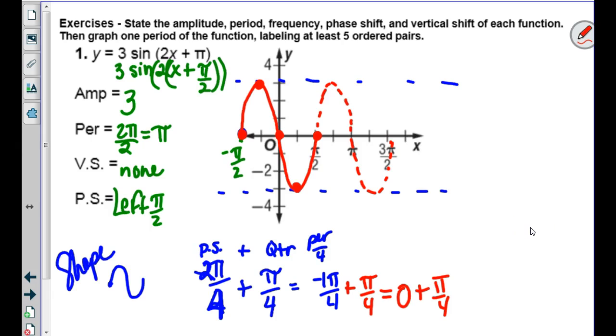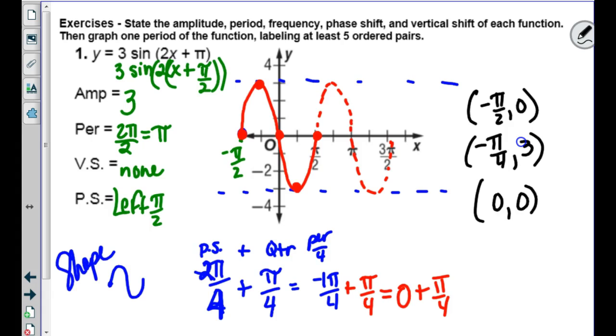All right. Can anybody do the 5 ordered pairs real fast? Left pi over 2 and up. Left pi over 4 and up. 0 and up 0. That one's easy. Right pi over 4 and down. Yeah. And right pi over 2, 0. All right.